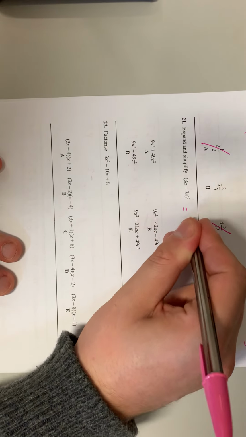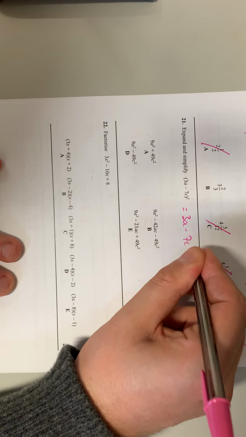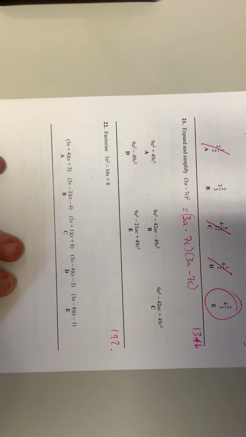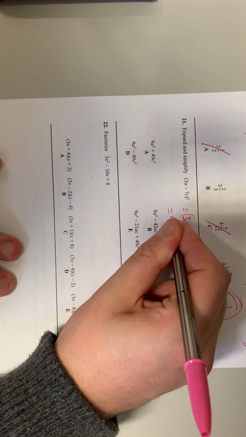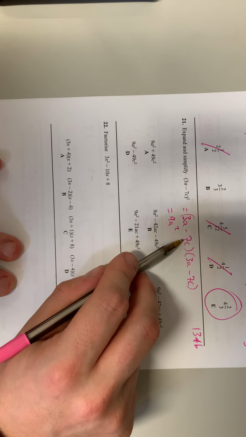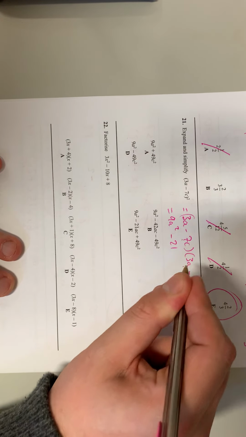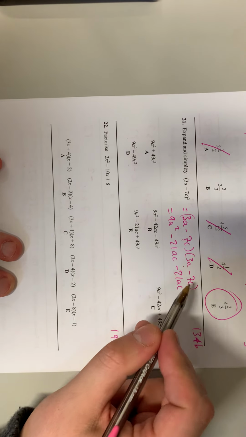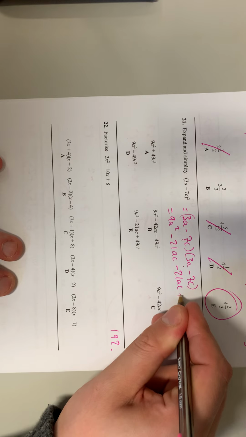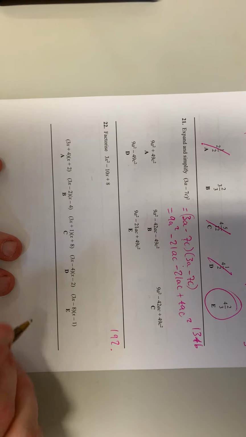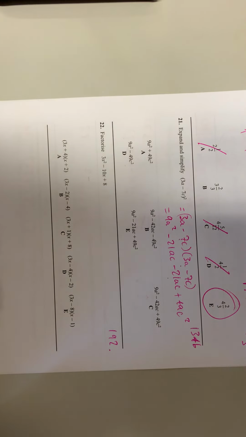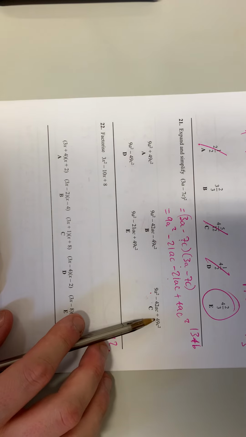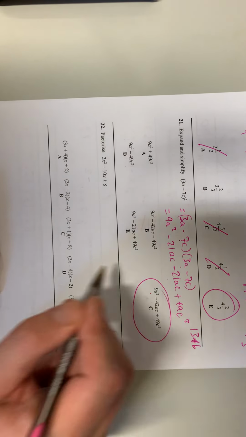21. This question actually says this. So 3a times 3a is 9a squared. Minus 7c multiplied by 3a is negative 21ac. Same thing will happen there. And then negative 7c multiplied by negative 7c is positive 49c squared. So 21 and 21 make 42 in the middle. 9a squared minus 42ac plus 49c squared. So it has to be C.